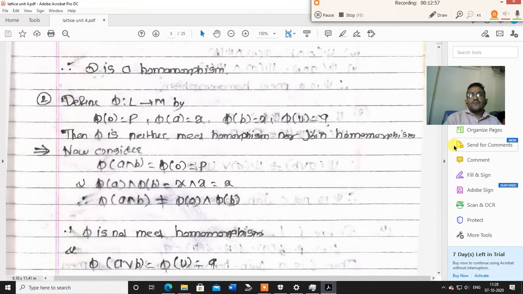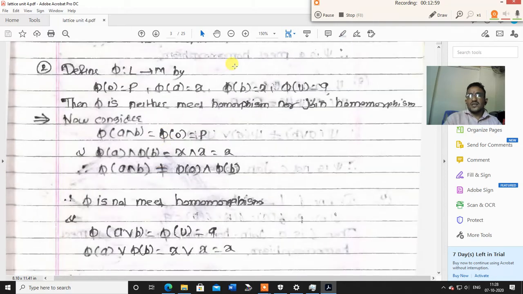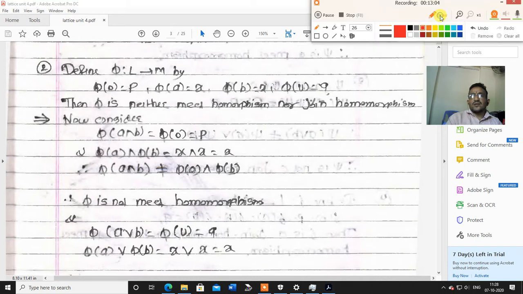ओके त्यानंतर we define a mapping for, त्याचप्रमाणे आपण मॅट्रिक्स टूल्स आपण या ठिकाणी घेणार, to define a phi. Okay, what is phi here? So phi is a mapping from L to M defined by phi of 0 is equal to P, phi of A is equal to X, phi of B is equal to X and phi of U is equal to Q. Then phi is neither mid homomorphism nor join homomorphism. आपण हे फंक्शन डिफाइन केलं, फंक्शन काय आहे त्याचं, हे फंक्शन मिड होमोमॉर्फिझम सुद्धा नसेल आणि पुन्हा जॉइंट होमोमॉर्फिझम सुद्धा नसेल. ओके सो नाउ कन्सिडर to check whether it is a homomorphism or not.